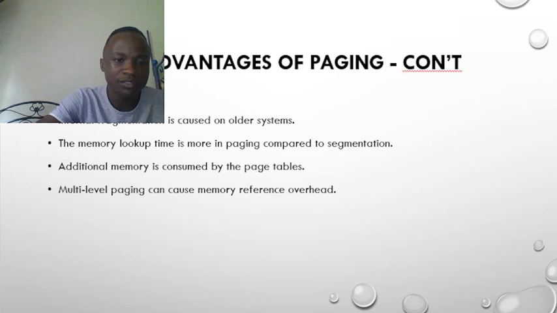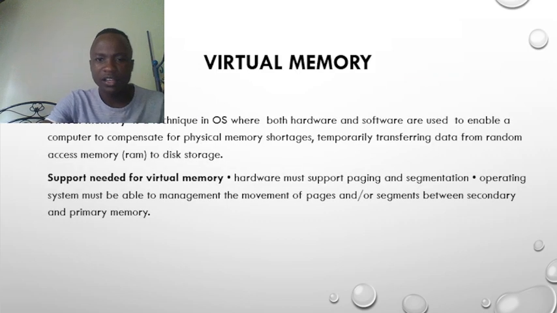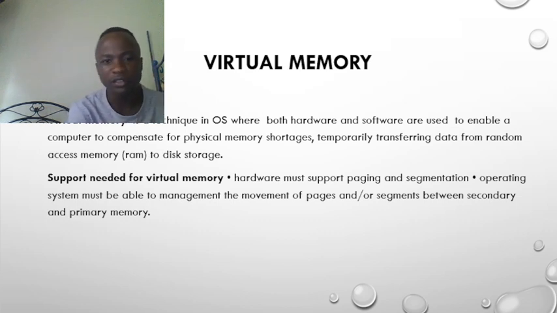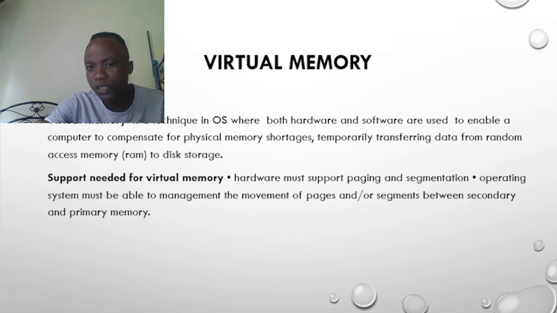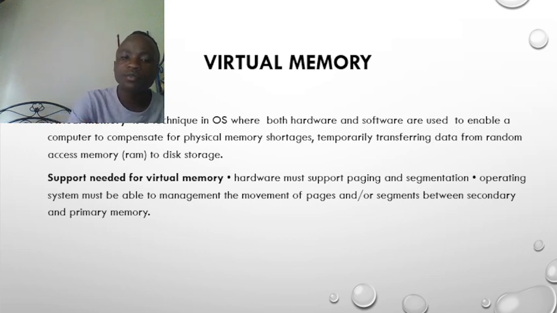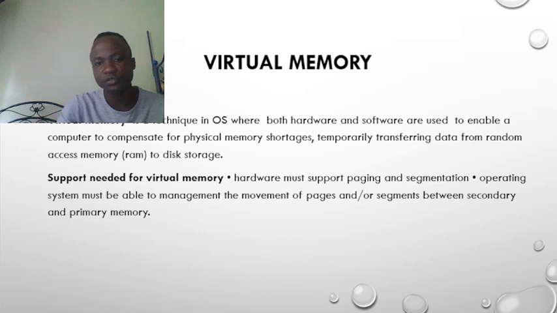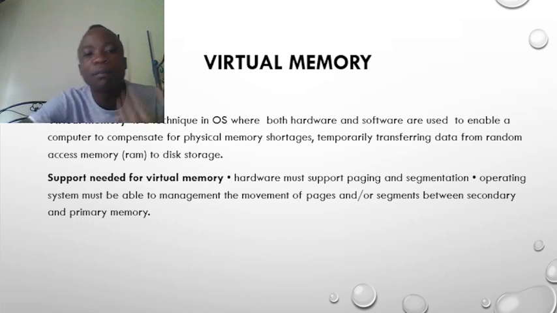Let us move to the next slide. Virtual memory, we have discussed it, but let us discuss it in more detail. It is a technique in the OS where both hardware and software are used to enable a computer to compensate for physical memory shortages, by temporarily transferring data from random access memory to disk storage. Virtual memory actually occurs only when the computer is executing some programs.